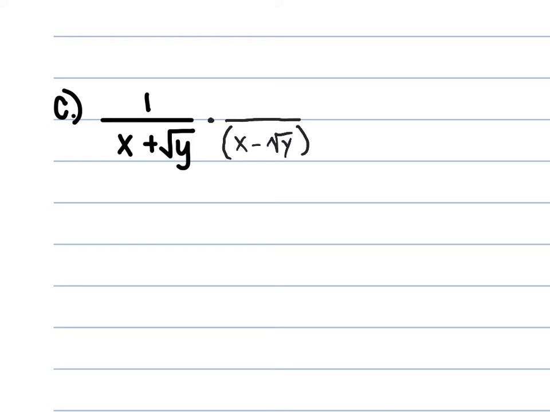And then what goes on top? Same exact thing. X minus the square root of y. Well, what is 1 times on top? What is 1 times x minus the square root of y?